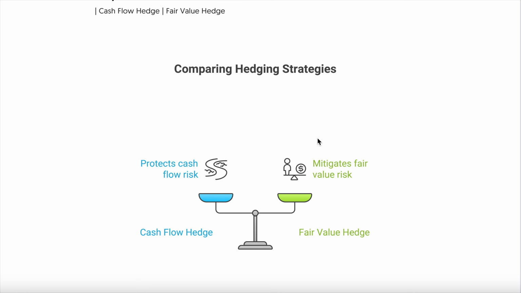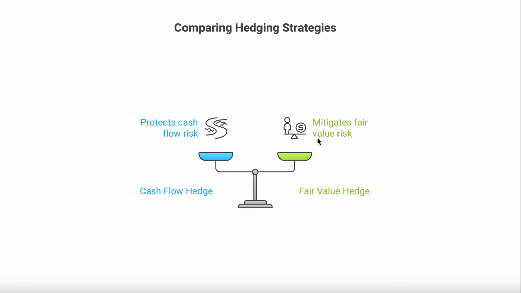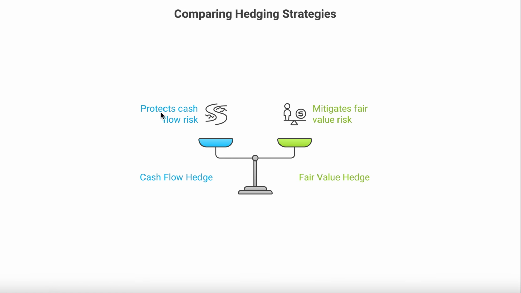Finally, as you can see, what are the key differences? Summarized between the cash flow hedge and the fair value hedge. Cash flow hedge is to protect cash flow risk, and the fair value hedge is to mitigate fair value risk.